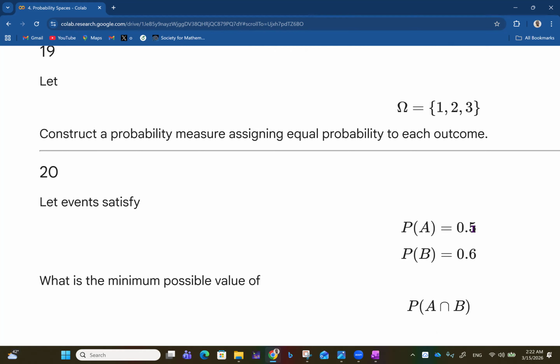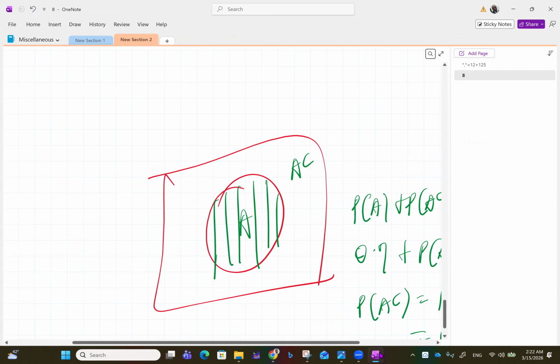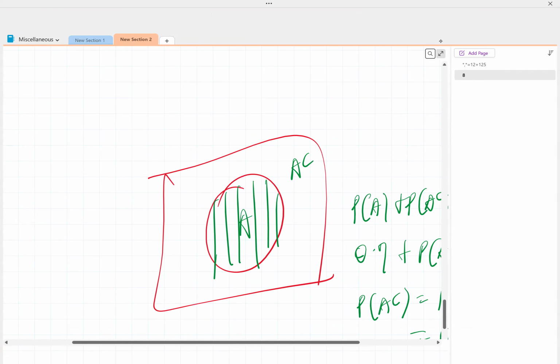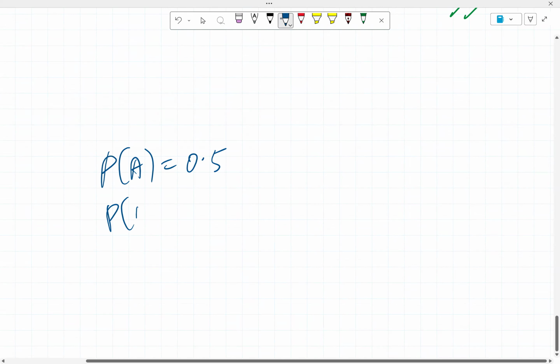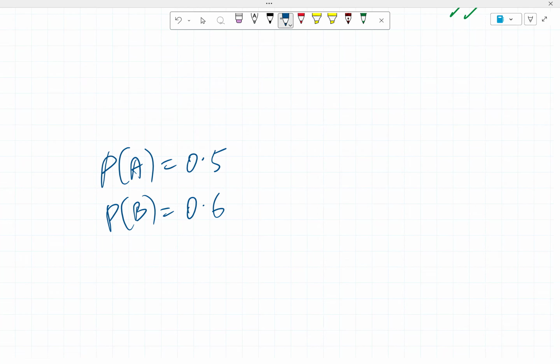Okay, so that means you need 0. So the minimum value is what makes the whole system to be 0, I think. Is it okay? I guess I need to set this off. P of A is 0.5, P of B is 0.6. So we need the minimum probability of A intersection B.